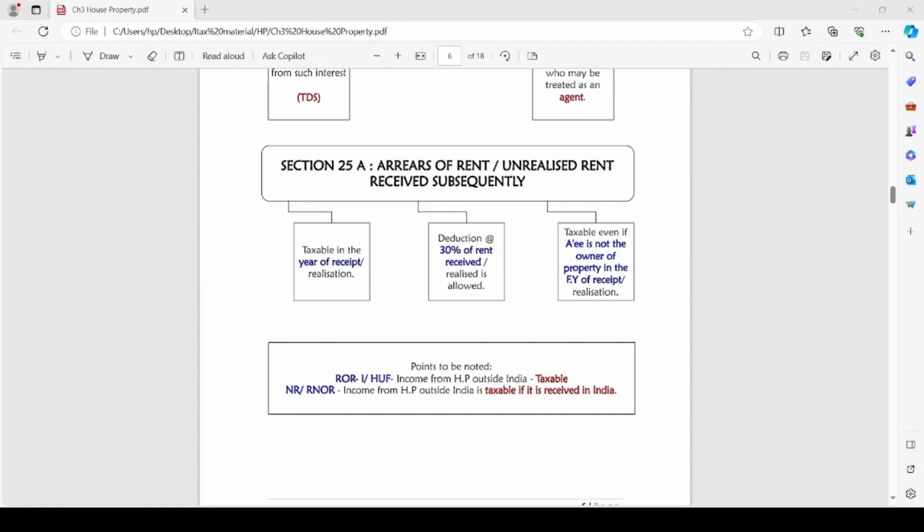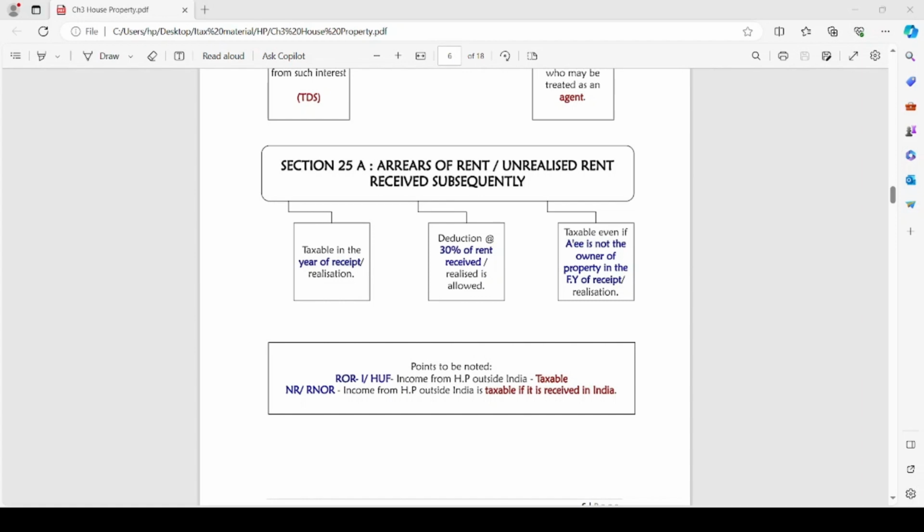Now the assessee is not the owner of the house property in respect of which the previous tenant has paid the balance rent amount in the subsequent years. In the current year, the assessee is not the owner of the property, but still, since the rent amount belongs to the previous year in which the assessee was the owner of such property, and now it has been realized, now the rent amount has been recovered from the tenant, such rent amount will be taxable.